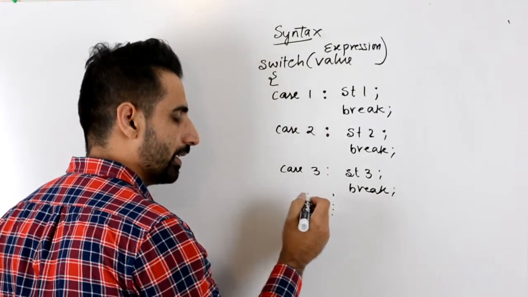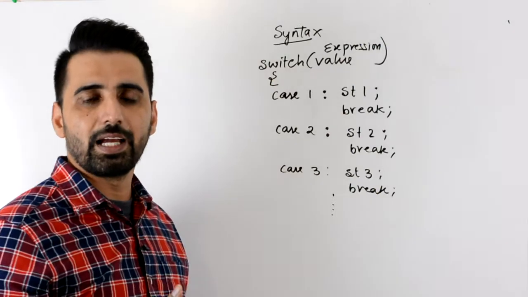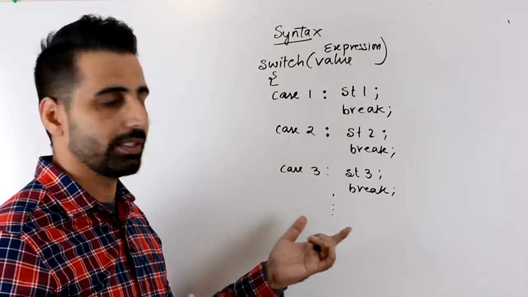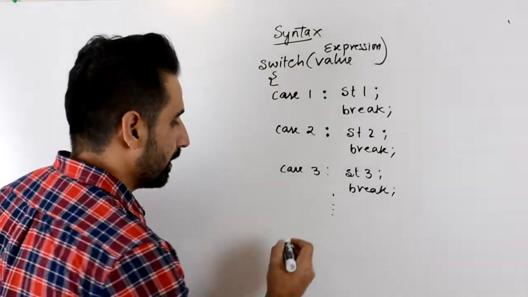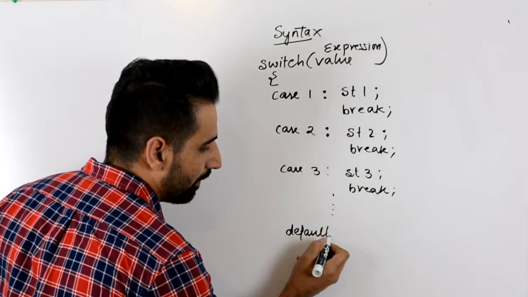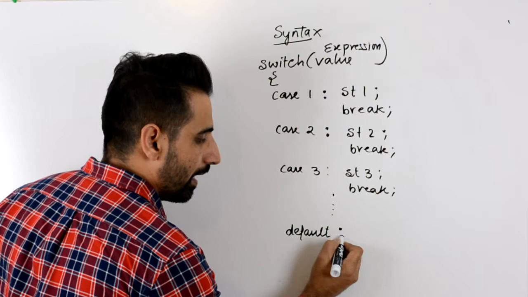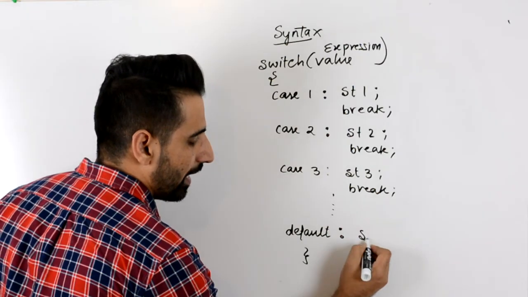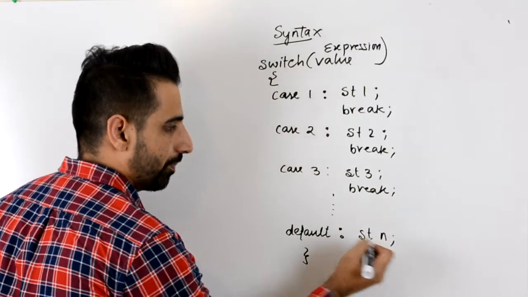And this will continue. We can have any number of cases. We can have 7 cases, we can have 10 cases, whatever our cases are. Then the last one we have is default, and then we close our bracket. Here we can have statement n.